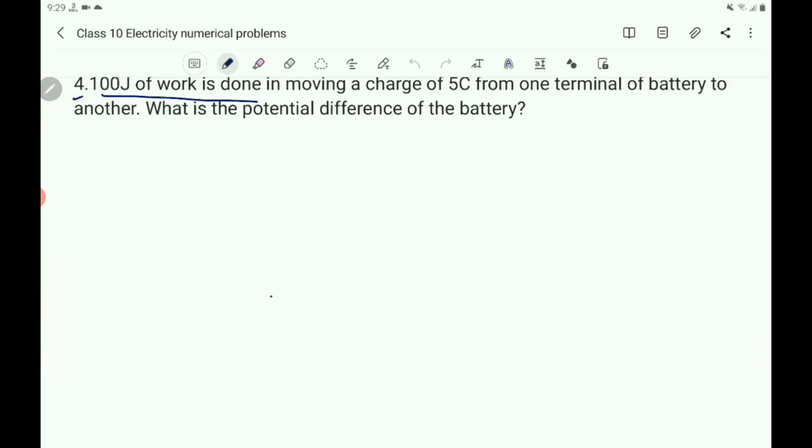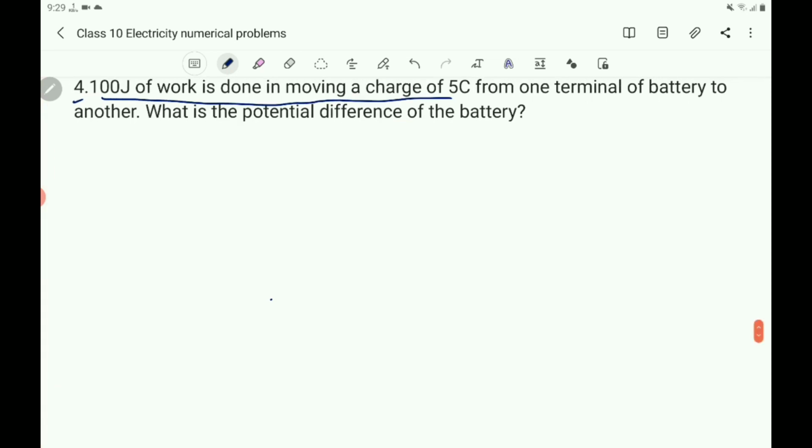100 joules of work is done in moving a charge of 5 coulomb from one terminal of a battery to another. What is the potential difference of the battery? So here work done is given. Write that W equals 100 joules, and charge is given, so write Q equals 5 C.